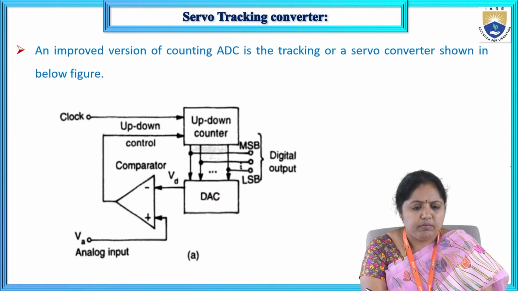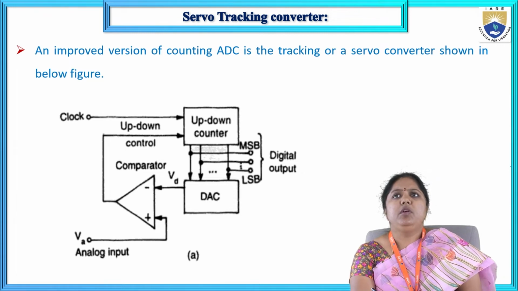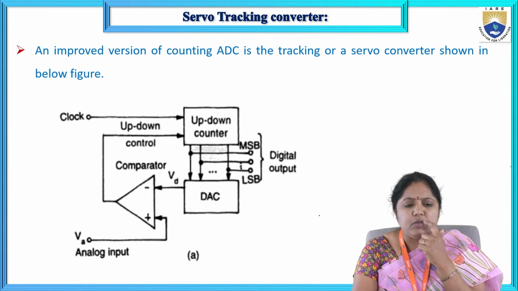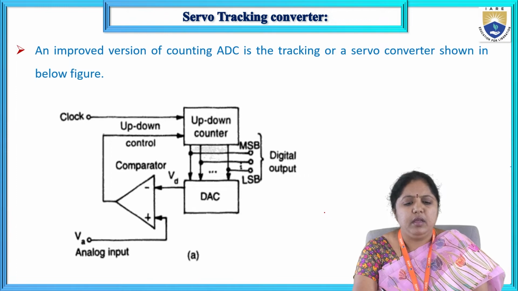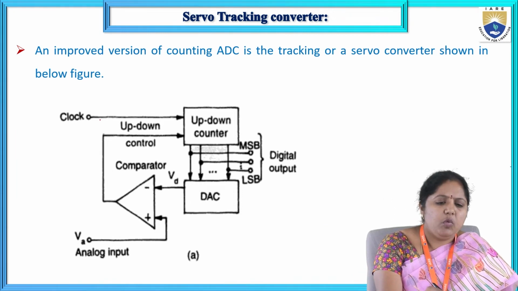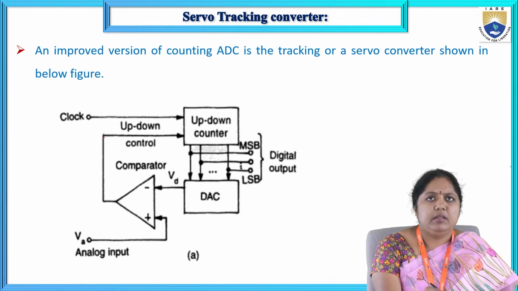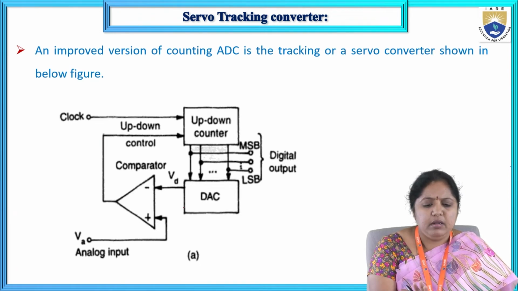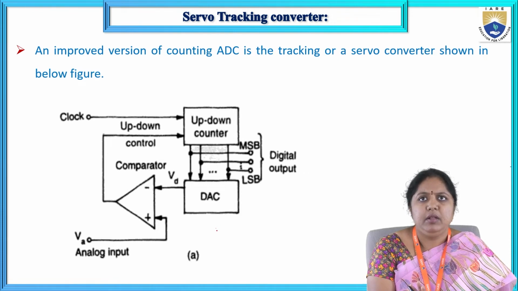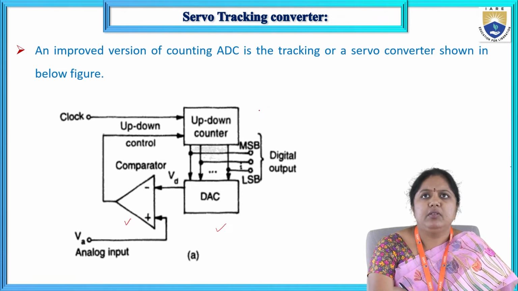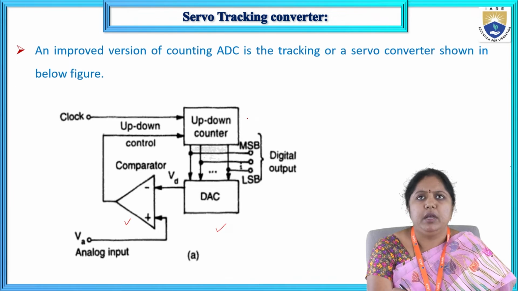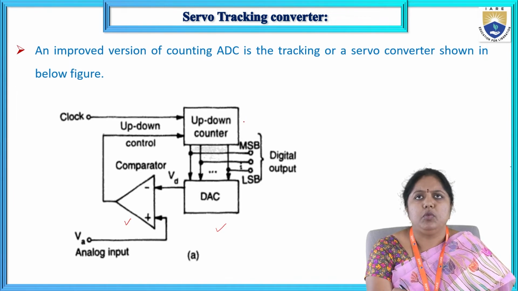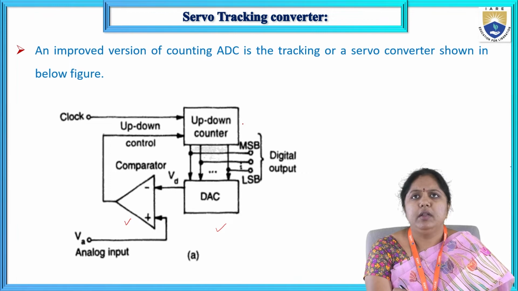Next one is the servo tracking type of ADC. What is the difference between the previous model and the present model? In the previous model we had taken one AND gate. That AND gate is removed here. The analog input, comparator and DAC are the same. In the place of the binary counter, I am using an up-down counter here.